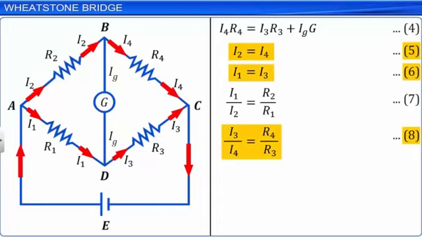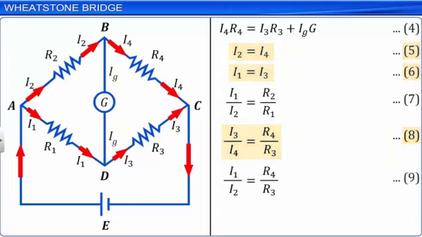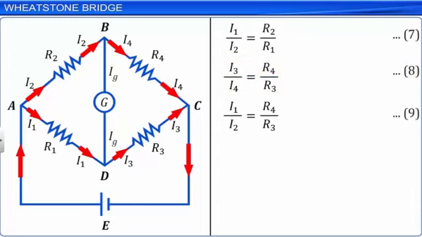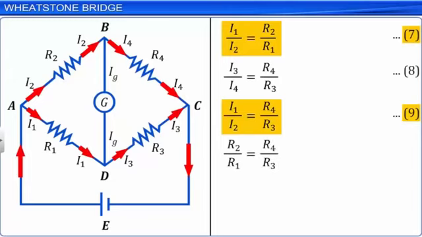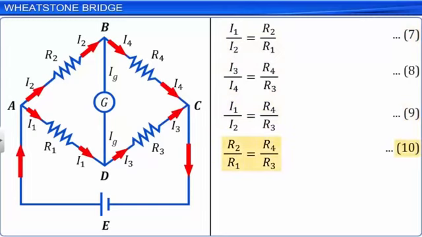Let this be equation 9. From equations 7 and 9, we can write R2 divided by R1 is equal to R4 divided by R3. Let this be equation 10. Equation 10 denotes the relationship between the 4 resistors for the galvanometer to produce zero or null deflection. This relation is therefore called the balance condition.